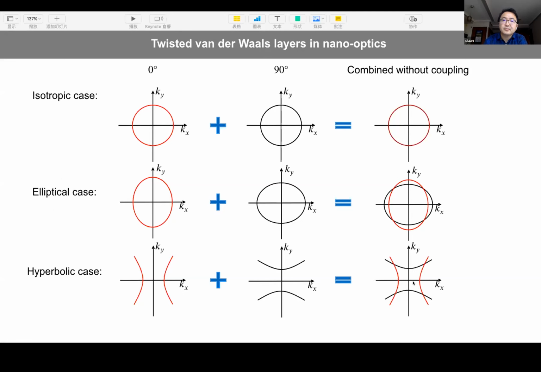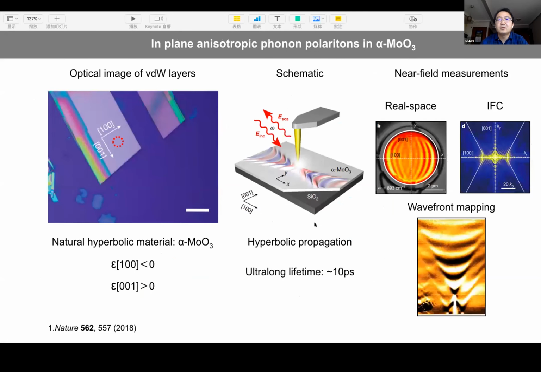So what we want to show you is what will happen if we take into account the coupling. Before the study of twisted nano-optics, we need to find a hyperbolic medium. Fortunately, we found this natural van der Waals crystal named alpha molybdenum trioxide. Its permittivity along one direction and the other direction has opposite signs. And this is the optical image of this material.